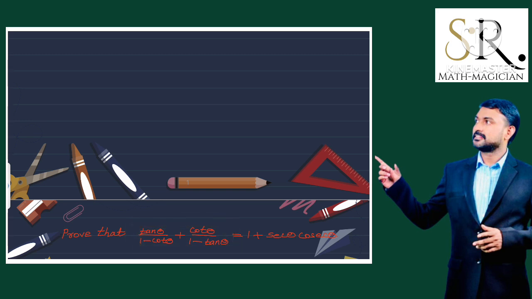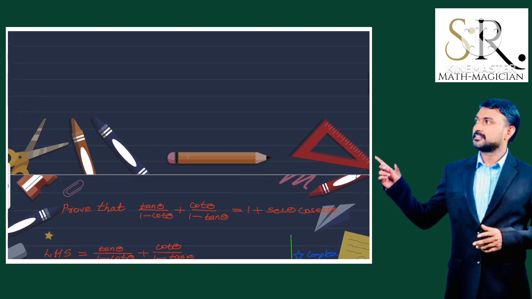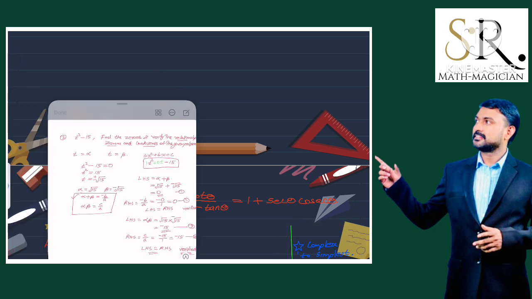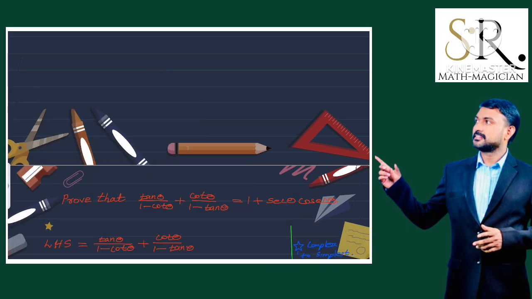Prove-that question means we will select one of the sides and go for simplification. So we can take the LHS. That is the first step. We selected the LHS because we go from complex to simple. What is LHS? Left hand side, that we have written here. So the first step is over.